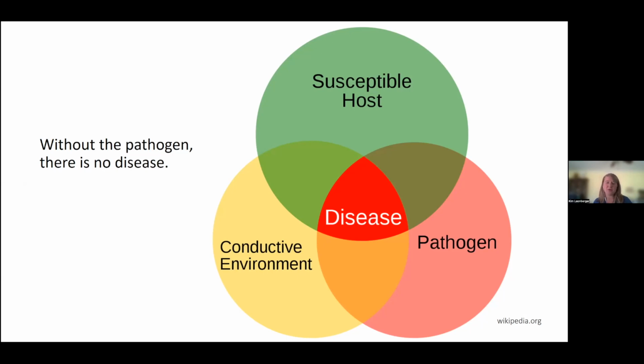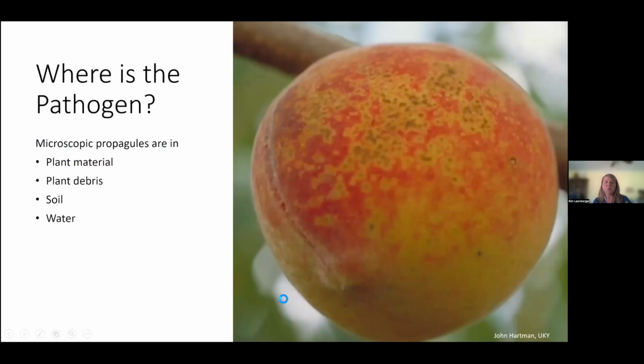When all three of those circles, or all three of those concepts, overlap and we have them all present, that's where we're going to get disease. But when we talk about sanitation, what we're trying to do is take away that pathogen. We're trying to get rid of those microscopic organisms so that we can prevent disease from occurring. So where are these pathogens? Since they're so small, I want to talk about where they like to hide. They hide in places like plant material or plant debris, so fallen leaves or discarded fruit. They can be in the soil or on the soil, and they can also be in water. We're really going to focus with the sanitation aspect on those first three because that's where we're really concerned when it comes to home fruit production.